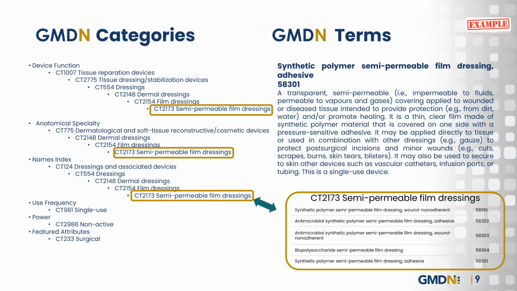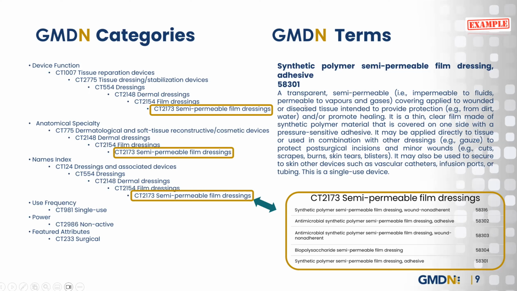So, for example, on the left here, we see the categories where a specific term is linked. This term, synthetic polymer semi-permeable film dressing, is linked to the category of semi-permeable film dressings. And as you can see, this is a polyhierarchical structure of categories where you see one hierarchy, two hierarchies, three hierarchies, and so on. Device function, anatomical specialty, names index, and one same category may appear under different headers because it belongs there, in fact.